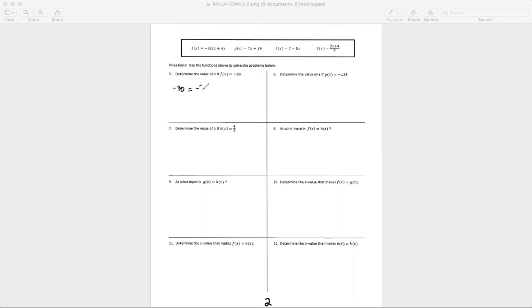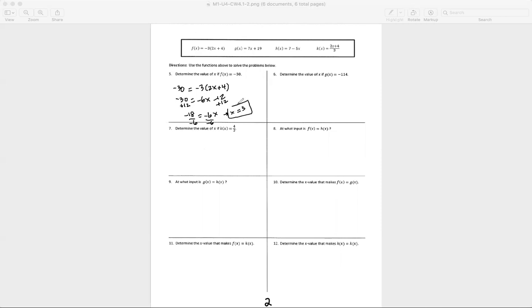So you get negative 30 equals negative 3 times 2x plus 4. When they give you a value for the function, you take that value and plug it in for the given function, in this case f of x. Then you can see that the only variable missing is x. Now you distribute. You get negative 30 equals negative 6x minus 12. By adding 12 to both sides, you get negative 18 equals negative 6x. By dividing both sides by negative 6, you get x equals positive 3.